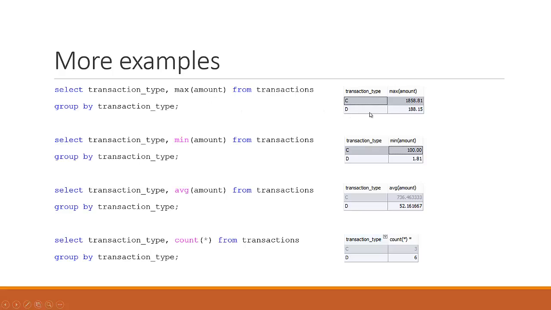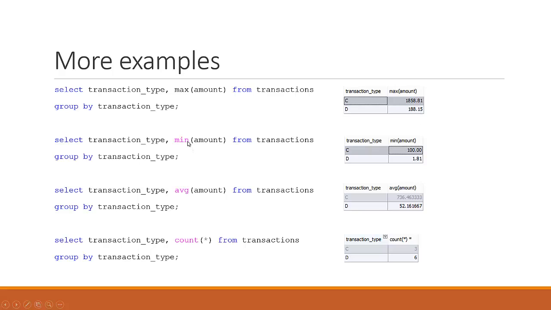And then from those 3 transactions and from those 6 transactions, we want to know what the maximum amount is. I think the 3 transactions in the type of credit were, I don't know, one was like $100, one was $250, and the third was $1,858.81. So obviously the maximum of those 3 is going to be $1,858. That's the one it shows. And the same goes for the debit transactions, ranging from somewhere around $1 to $188. So the maximum there is $188, and that's the one we see here.